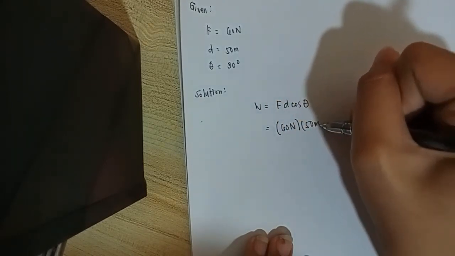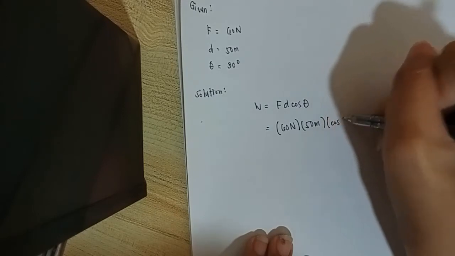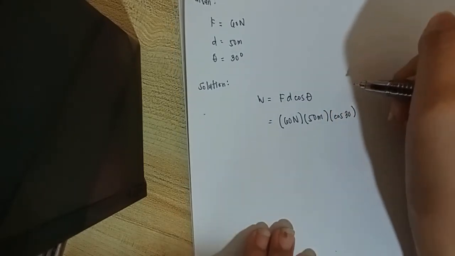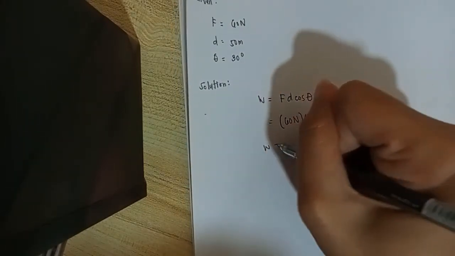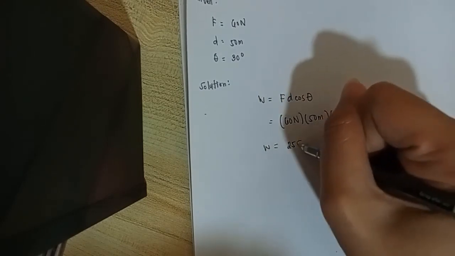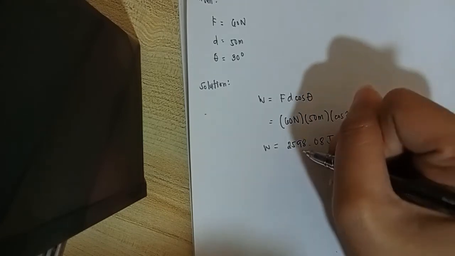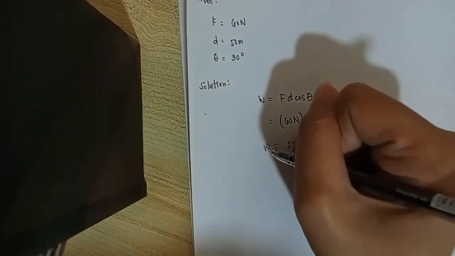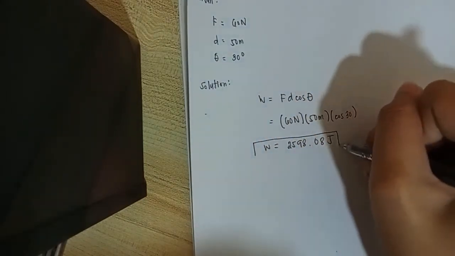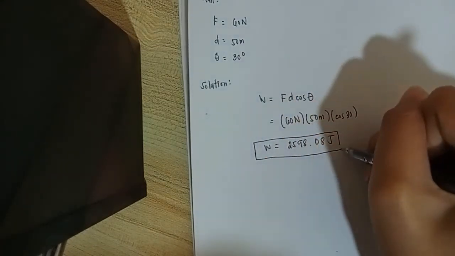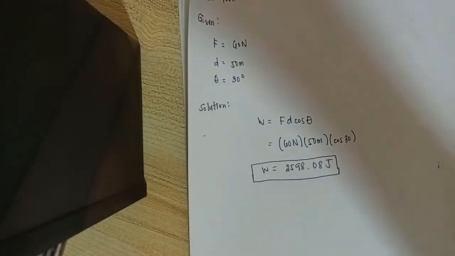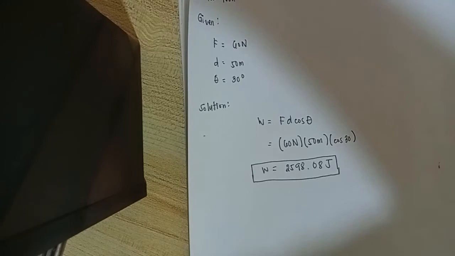Let's do substitution. Our force is 60 Newton multiplied by 50 meters, which is the displacement, multiplied by cos 30 degrees. Entering that on our calculator, you will get 2598.08 joule. That will be our final answer if we're looking for the work.